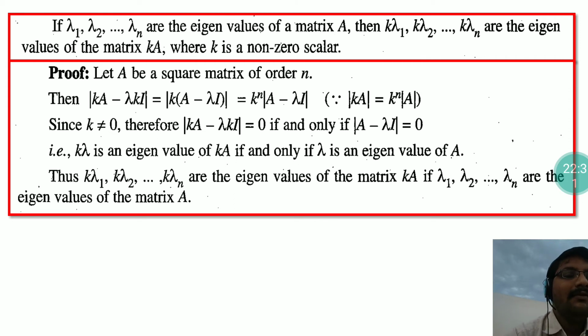So once again, whenever lambda 1, lambda 2 and so on, lambda n are the eigenvalues of A, then k lambda 1, k lambda 2 and so on are the eigenvalues of kA. What is k here? k is a non-zero scalar, or simply a constant.